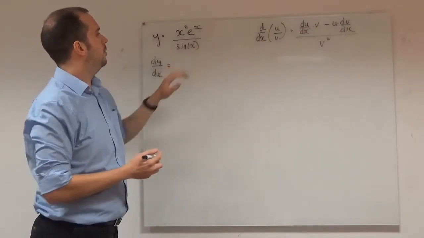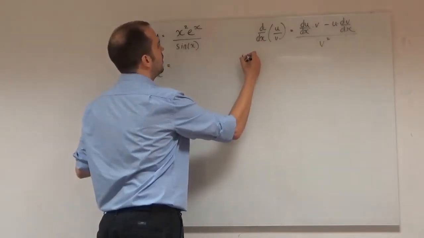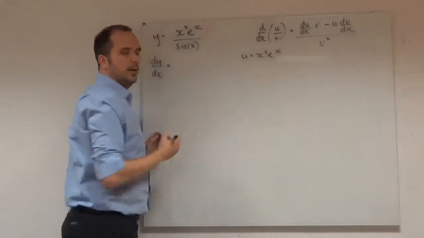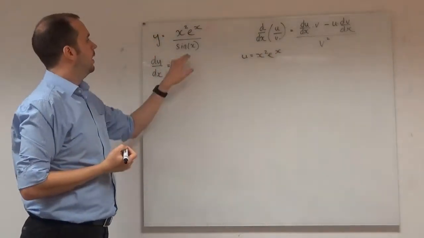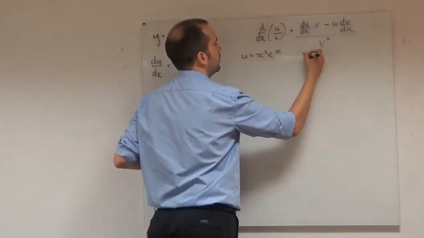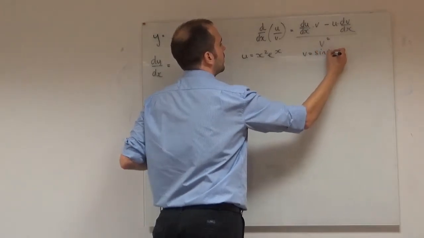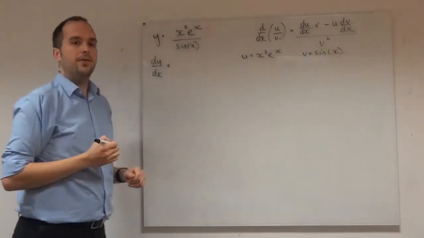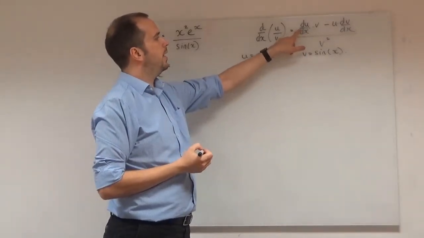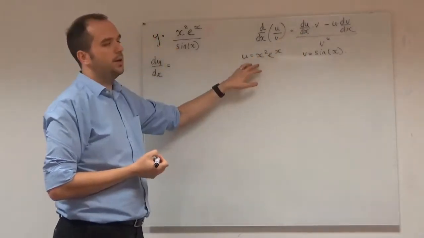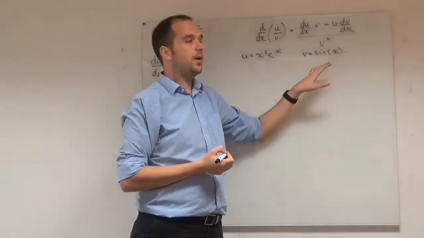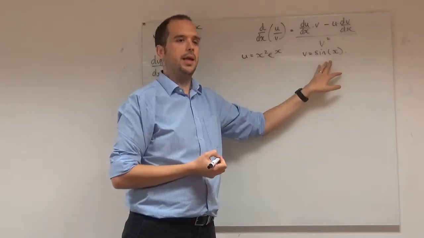So for our example, we're going to set u equal to x squared e to the x. And our denominator is sine x, so that's what we're going to set v as. So v is equal to sine of x. And looking at the quotient rule, well, what do we need? Well, we need to find du by dx, so we need to find the derivative of this function here. And we also need to find dv by dx, so we need to find the derivative of this one here.